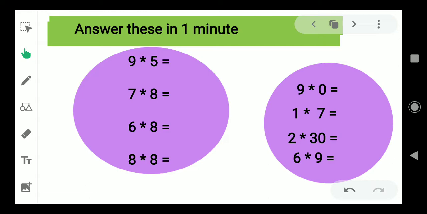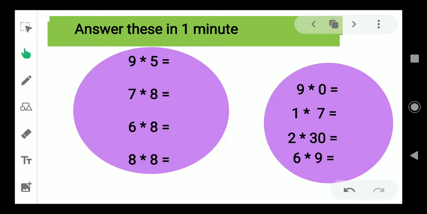Answer this in 1 minute. Before beginning this, let me ask you, are you thorough with multiplication tables? If you feel difficulty in multiplication, that means you are not thorough with multiplication tables. If you know multiplication table very well, the whole process of multiplication is very easy. So be thorough with it. Are you ready? Please do it within 1 minute.